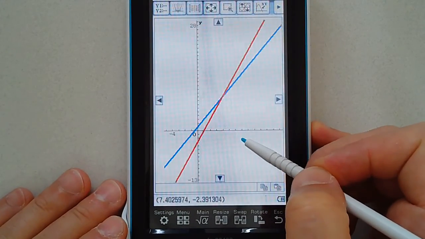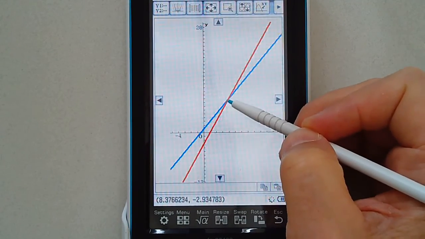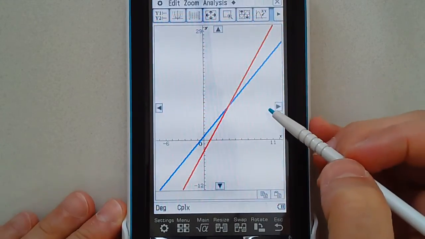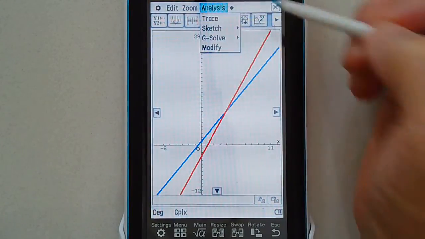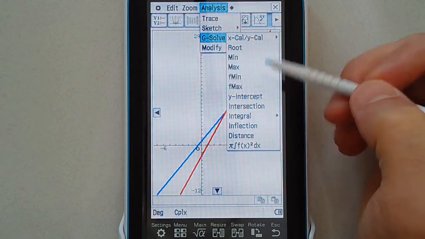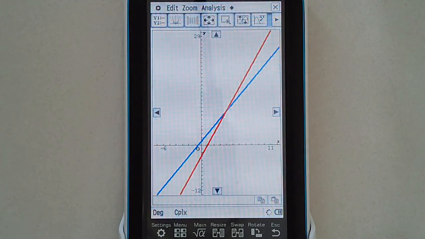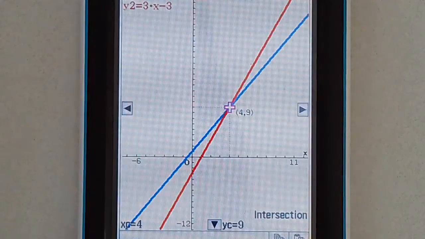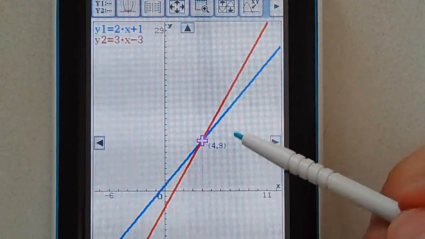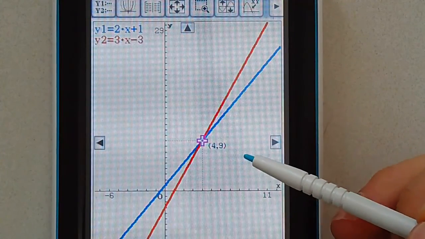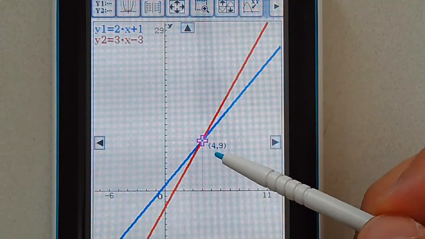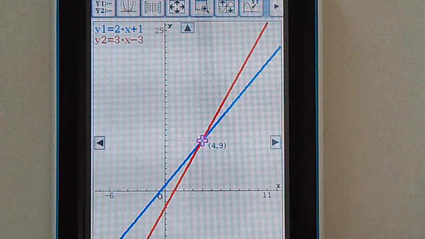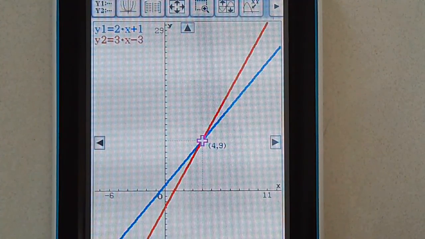And 4, 9 should be the point of intersection. So if we do a solve on that, intersection, the calculator automatically finds that for us, and we can see there that the solution to this simultaneous equation is the point of intersection between the two lines, y equals 2x plus 1 and y equals 3x minus 3.